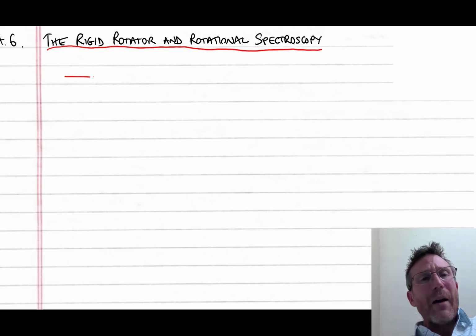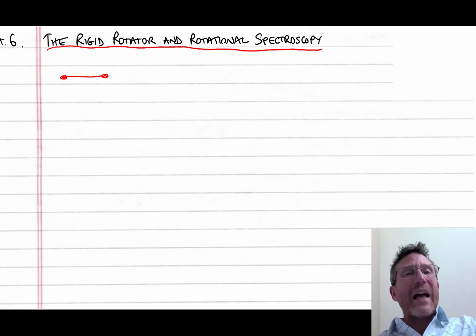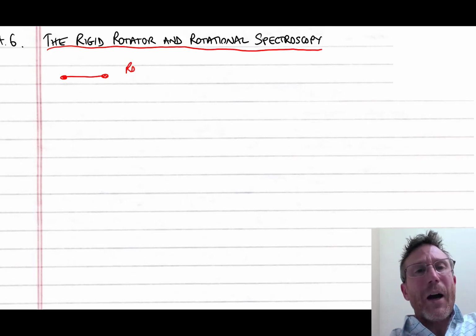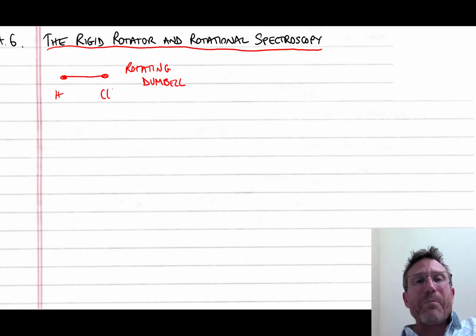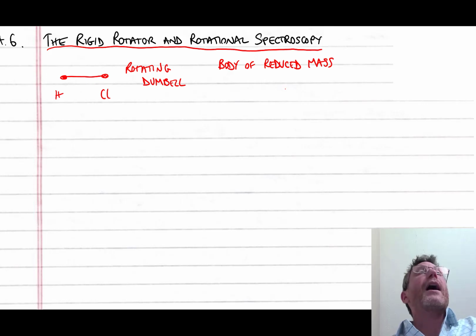And we're going to be talking here about this idea of a rotating dumbbell. And that rotating dumbbell, we might be thinking about as maybe a hydrogen chloride molecule, something like this. But what we'll go on to think about is that this is a body of reduced mass rotating about a fixed center.